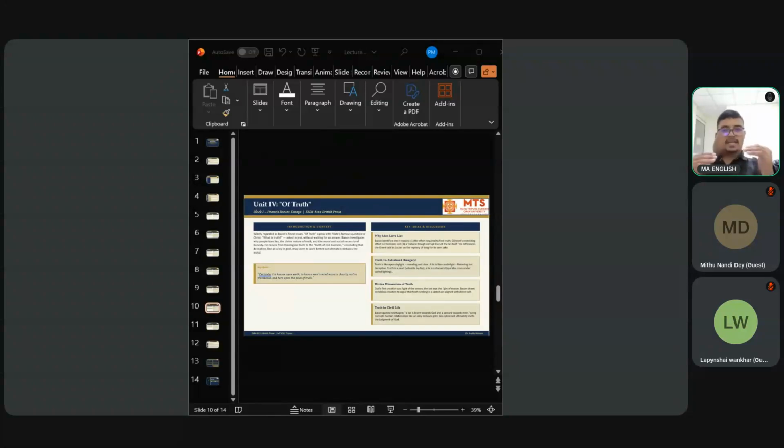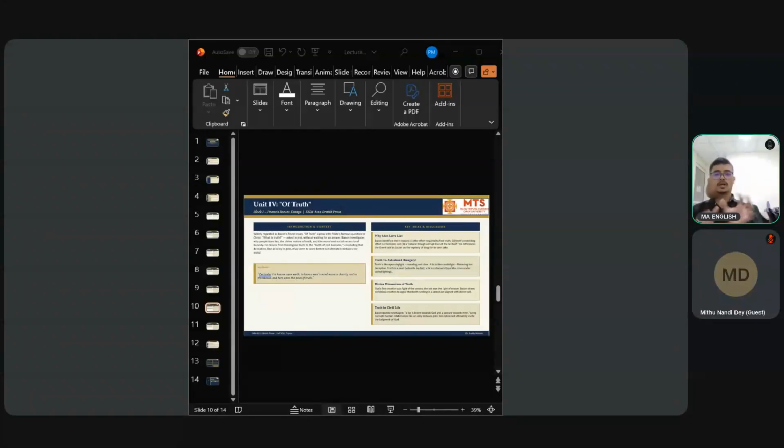So Bacon begins the essay with a brilliant opening metaphor. He quotes Pontius Pilate, the Roman governor who presided at the trial of Jesus Christ. Pilate asked the famous question, "What is truth?" And then, without waiting for an answer, turned and walked away.